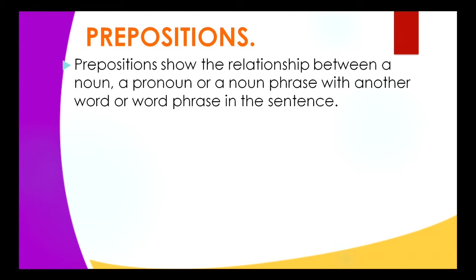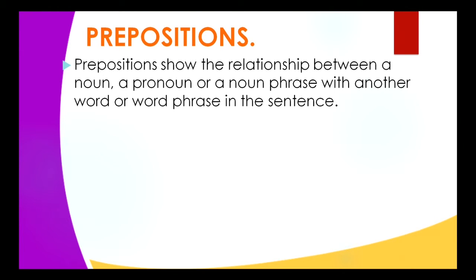Prepositions show the relationship between a noun, a pronoun, or a noun phrase with another word or word phrase in a sentence. How do these phrases link together? What is their relationship? How is one linked to one another? When you talk about a ball and a chair, there must be a relationship in terms of position. When you talk about the boy and the girl, you must talk about the aspect of the relationship if they are occurring in one sentence.